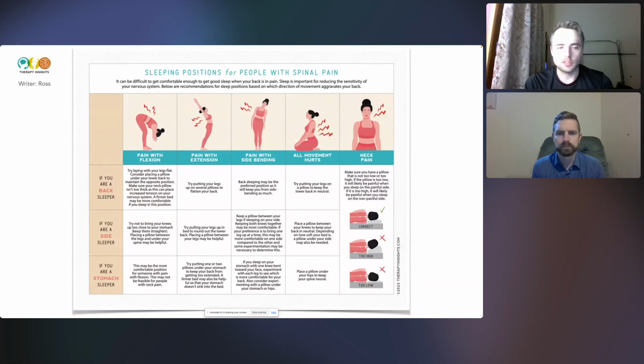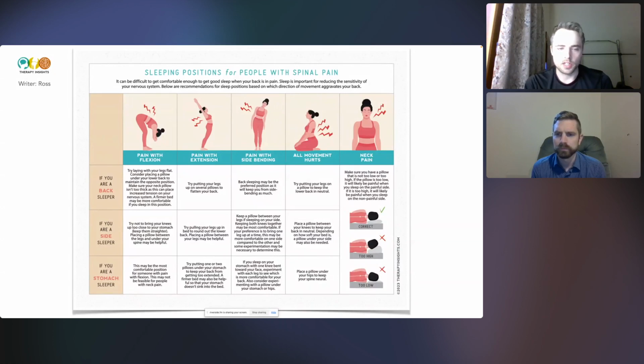And then it talks about how stomach sleeping in general is probably one of the more comfortable positions for people who have pain with flexion, but if there's comorbid neck pain, you have to be careful with that because that can sometimes be uncomfortable for people with neck pain. And then it goes into pain with extension. It talks about putting your legs up on a couple pillows to flatten out the back if you're a back sleeper, and then how kind of the opposite, you might pull your knees up a little bit if you sleep on your side to maybe flex the back a little bit more while you're sleeping.